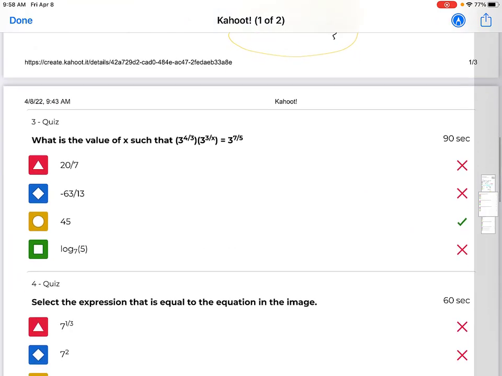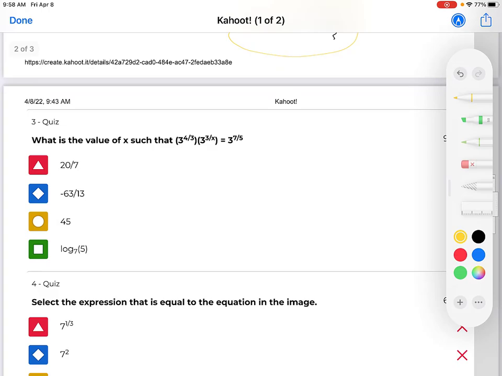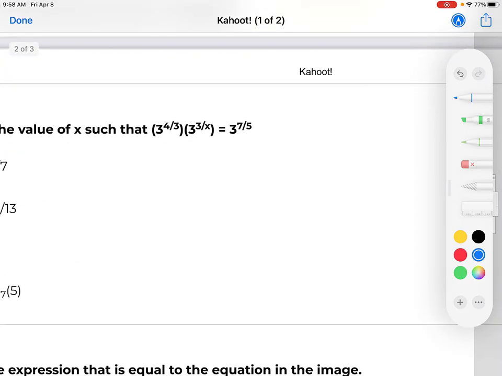Question number 3. This was the most missed question on the Kahoot. What is the value of x such that 3 to the 4/3? I'm going to change this. You have a base of 3 and an exponent of 4/3. Let's change the color of the exponent. I write the fractions vertically. Then I have 3 to the 3 over x equals base 3 to the 7/5.